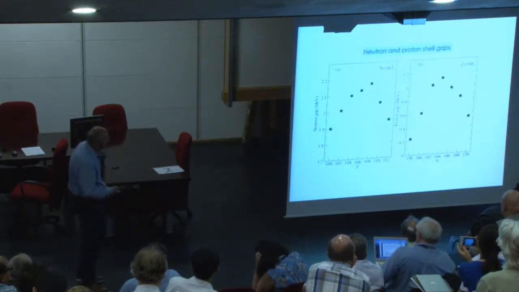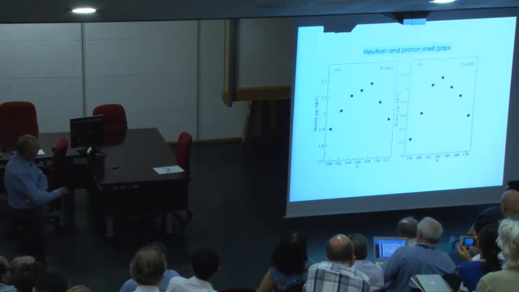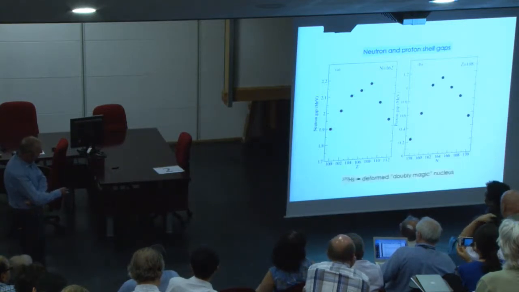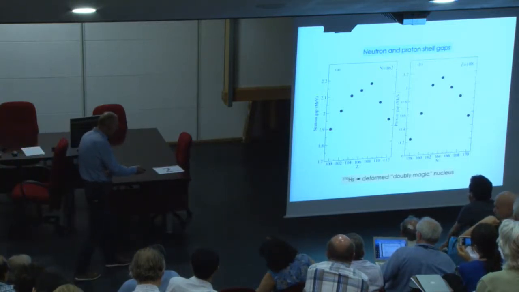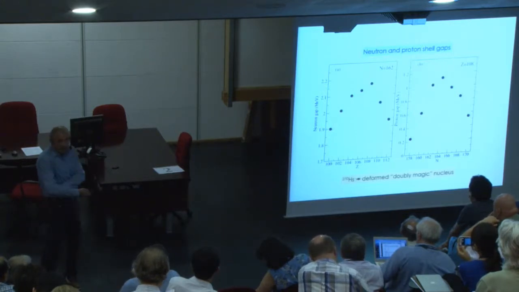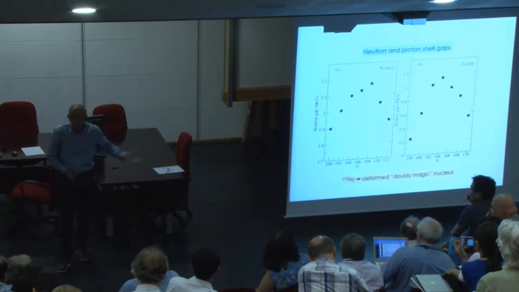For example, if one considers the neutron and proton shell gaps, here is the neutron shell gap as a function of proton number and proton shell gap as a function of neutron number. In both cases, they show a maximum at Hassium-270, which in this sense can be considered as a deformed doubly magic nucleus. But notice that these gaps are small. This is of the order of 2 MeV, while before, when I showed, for example, calcium-48, this gap is almost 5 MeV.